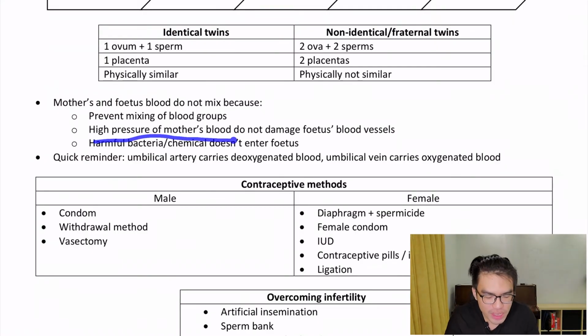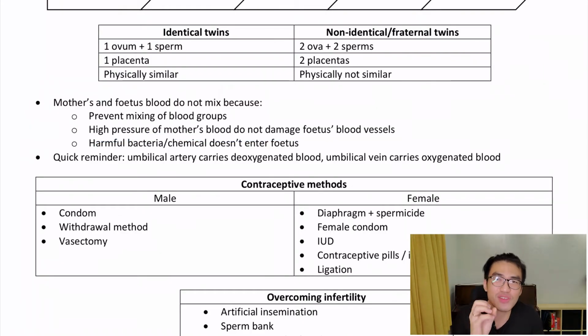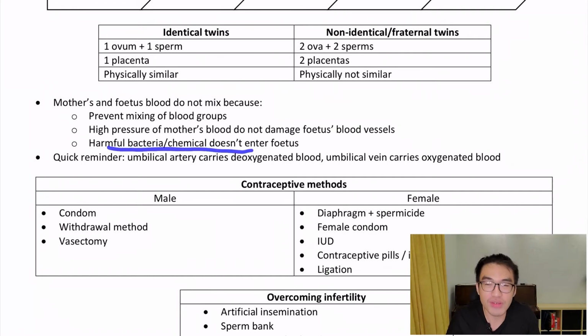High pressure of the mother's blood does not damage the fetus's blood vessel because the fetus is still very young. If you have large pressure going in, you can damage the blood vessel. Harmful bacteria and chemicals don't enter the fetus, but certain chemicals can still pass through the placenta into the fetus. For example, carbon monoxide, for example, alcohol. This is why it is not recommended for mothers to drink and smoke. Very important in the KBAT question.